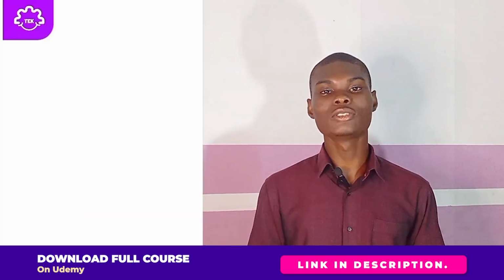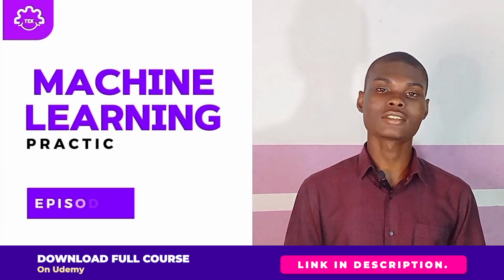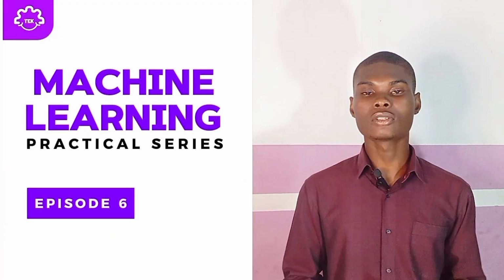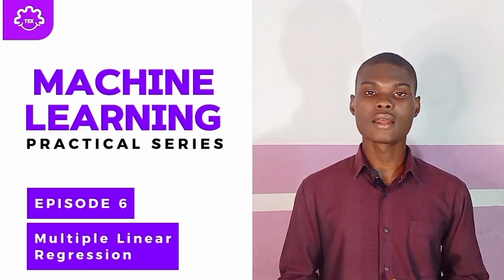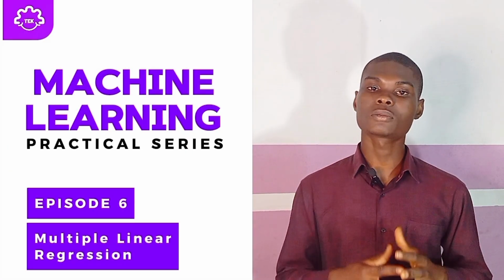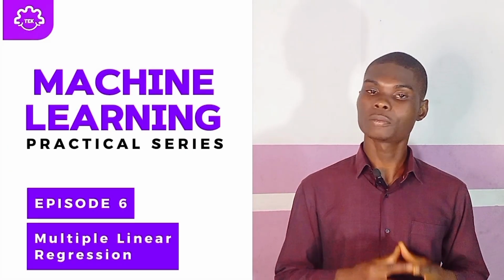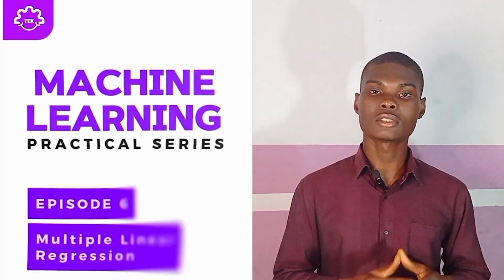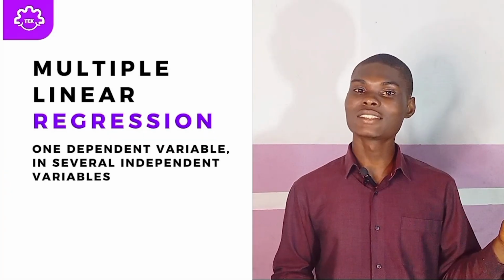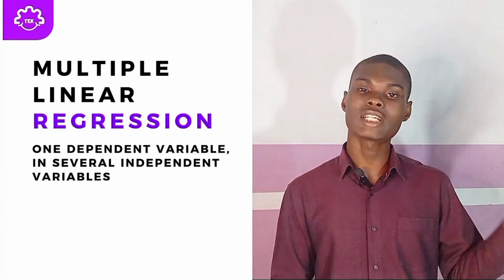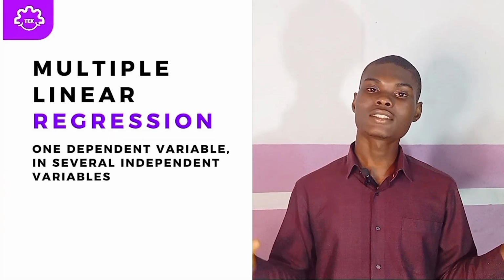Welcome to this new episode of our machine learning series. Today, we are going to look into multiple linear regression. You might be wondering what multiple linear regression is. It is just a build up of our last episode on linear regression. Multiple linear regression is when you have one dependent variable with several independent variables.